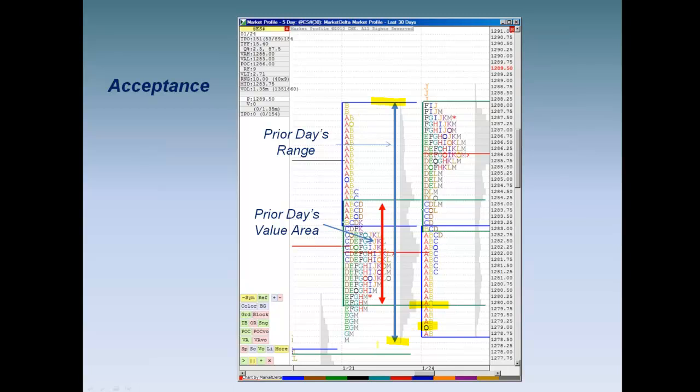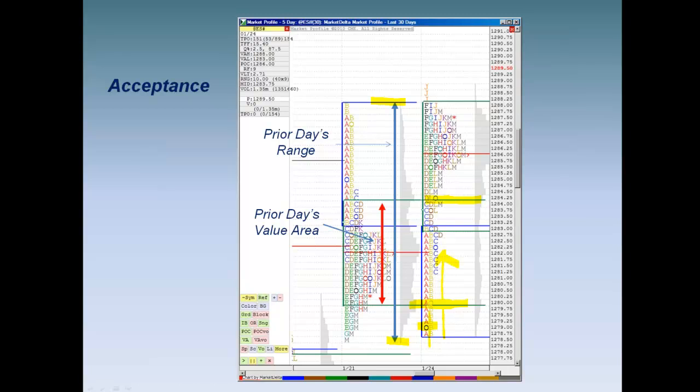And in this case, what we had happen is acceptance. Take a look at what happened with prices. Prices did not want to move away from the prior day's value area. This was the prior day's value area right here. Prices dipped just a tad lower and then started moving back in the direction of the prior day's value.